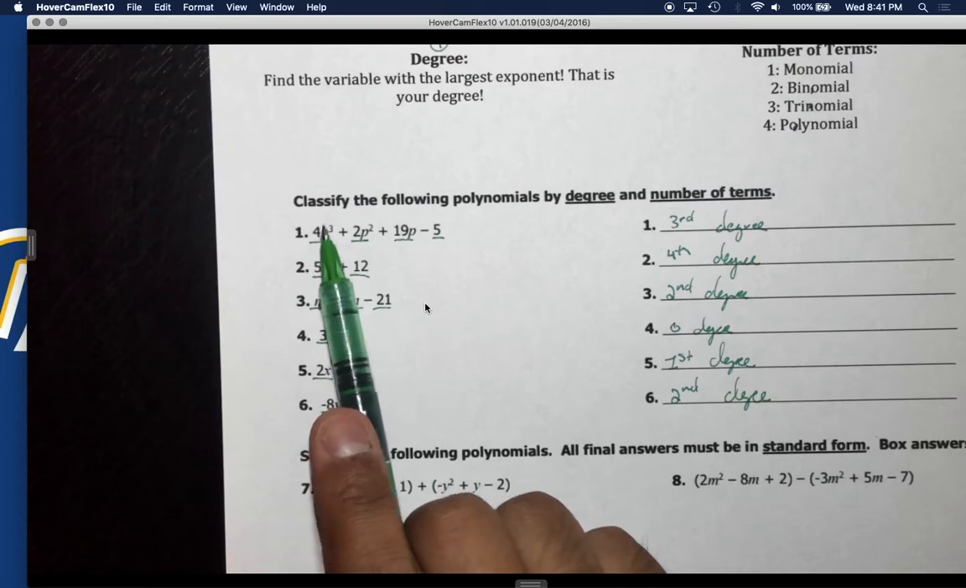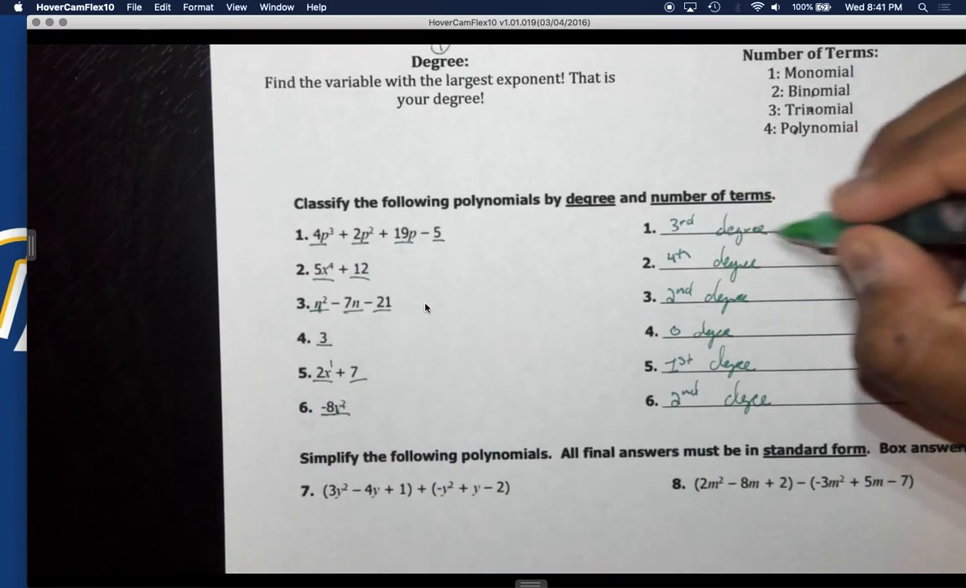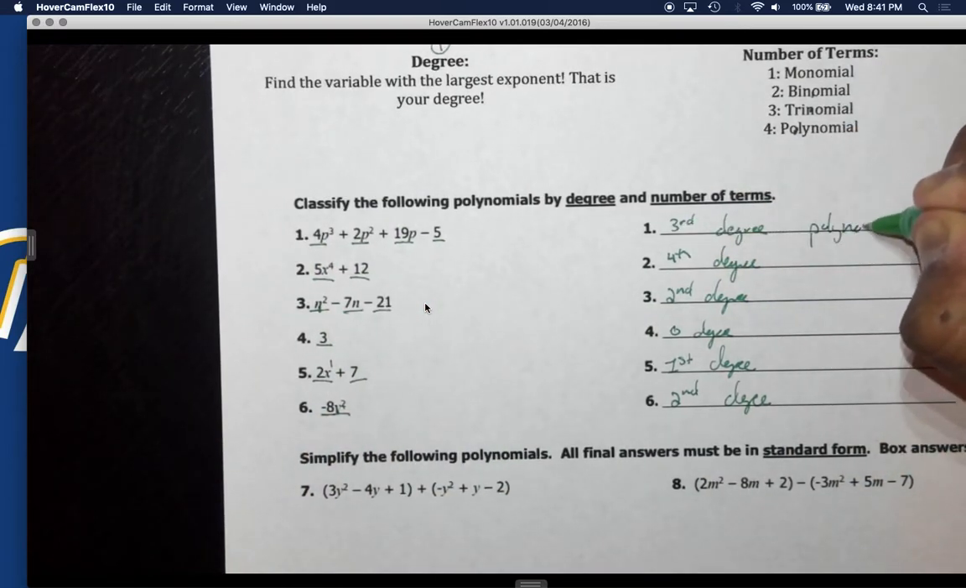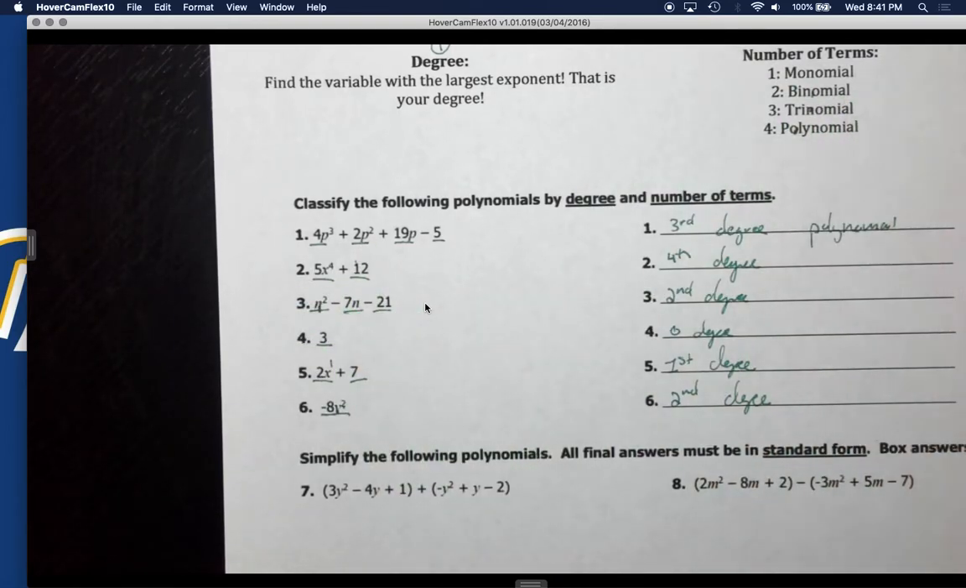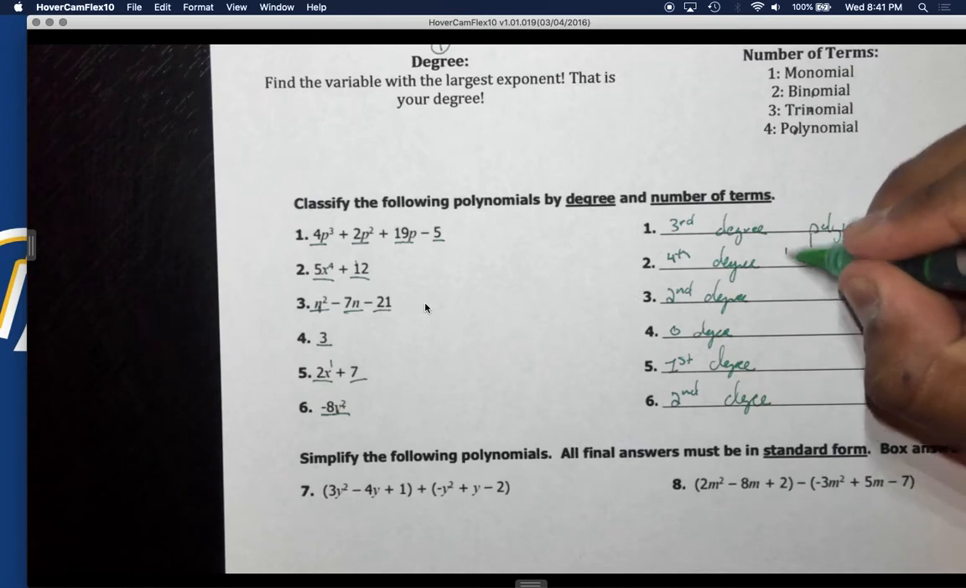So notice this one has 1, 2, 3, 4. That is a third degree polynomial. 1, 2, that's two terms. That means that it's a fourth degree binomial.